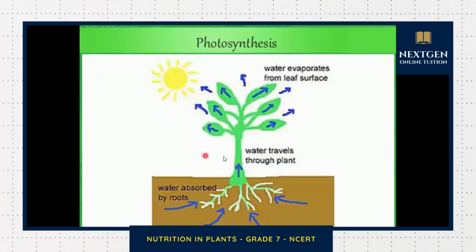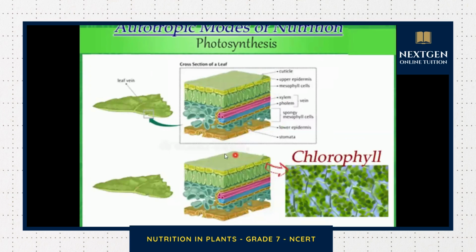Therefore, all the raw materials must reach the leaf, that is, the water and the minerals present in the soil should reach the leaves for the process of photosynthesis. And it takes carbon dioxide from the air by the small openings that are called stomata. Now, we are going to see the structure of the leaf. It is a cross section of the leaf.